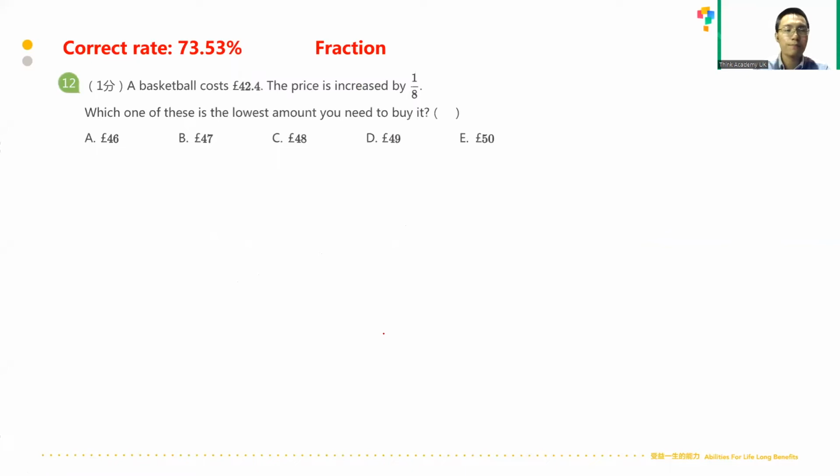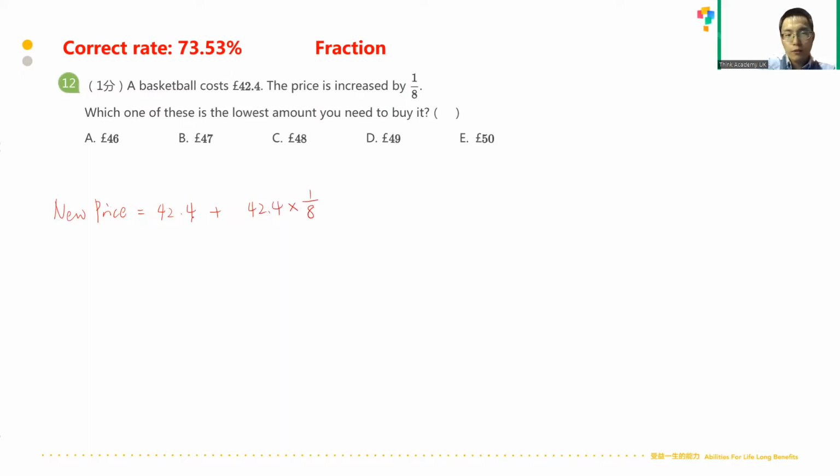Question number 12. A basketball costs 42.4 pounds. The price is increased by 1/8. So what does that mean? That means we're adding 1/8 of the original price to itself. So we can write the equation: new price equals 42.4 plus 1/8 of 42.4, so times 1/8.